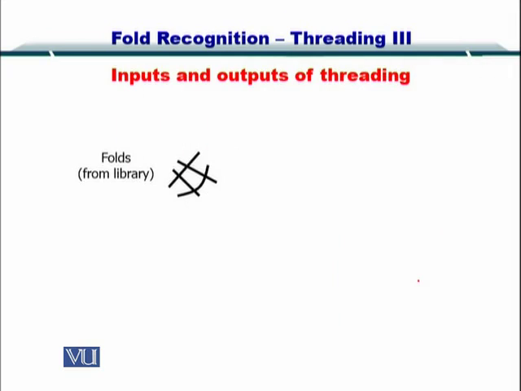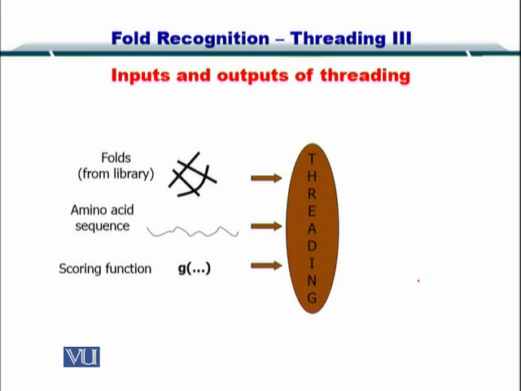So the inputs and outputs first. The inputs were the folds from a fold library such as SCOP, the amino acid sequence, the primary sequence of the protein you want to predict the structure for, and the scoring function. This is input into your threading algorithm and the output is your predicted structure.